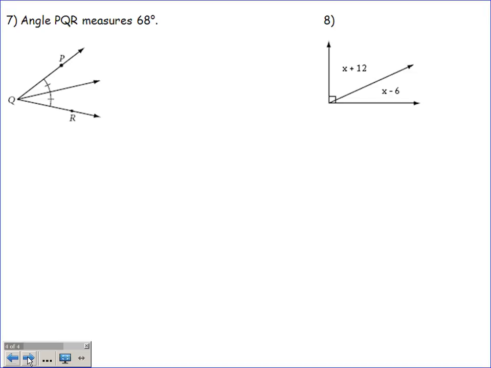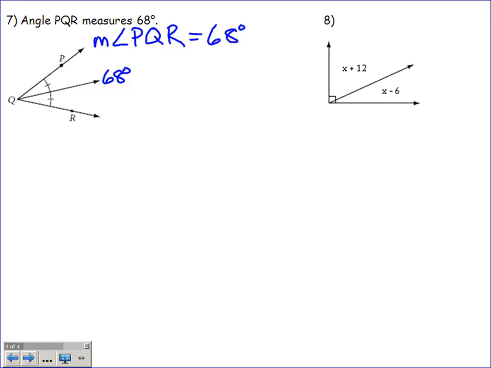Okay? Angle PQR. A way to write this is angle PQR. If we say the measure of it, we have to put an M in front of it. The measure of angle PQR is 68 degrees. So where's that at? PQR. That's the whole thing, right? The whole thing is 68 degrees.